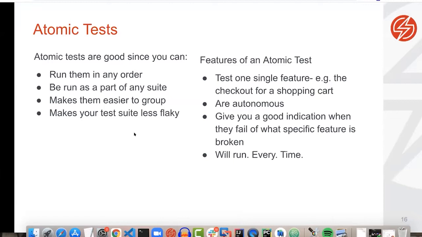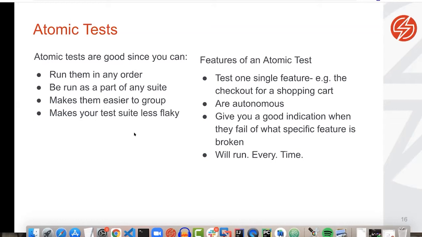Creating tests that are atomic in nature is good. You can run them in any order, and you can run them as part of different suites. Oftentimes, if you're doing regression testing or smoke testing, you might run a different set of tests. If they're truly atomic, it doesn't matter if they're not grouped with other tests. You can run them as part of any suite, and it's easier to pull them out into groups and say, I only want this subset of tests to run this time. And it makes them less flaky. We'll talk more about what flaky means later on, but flaky is when something passes sometimes and fails other times and you're not quite sure why. There can be a lot of reasons for that.